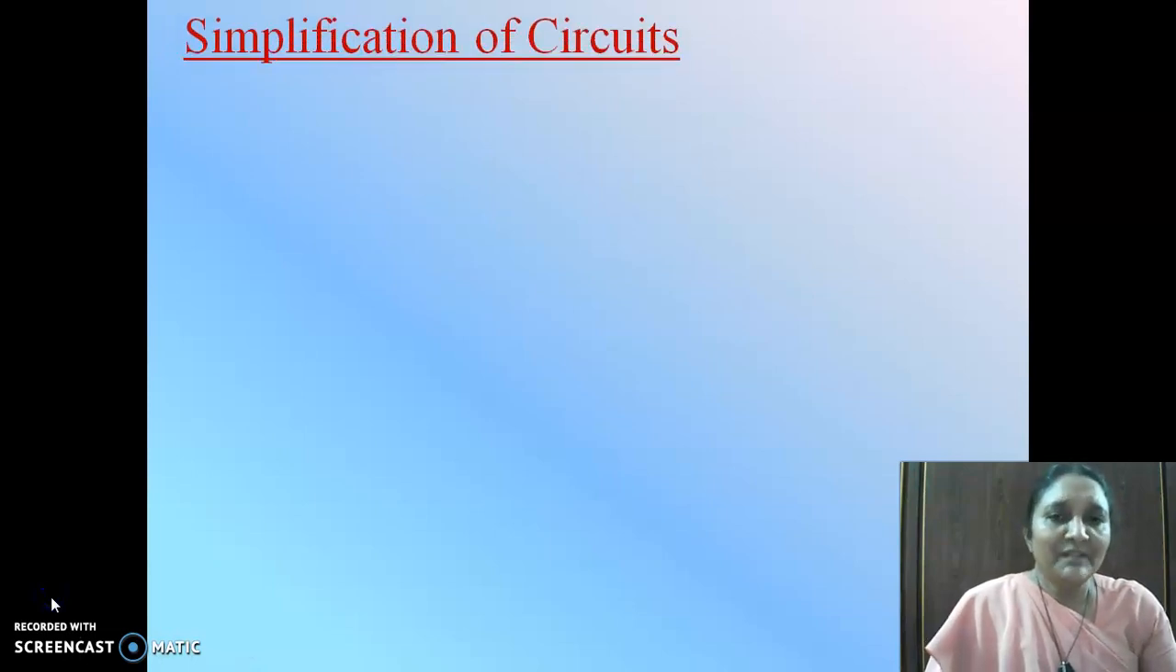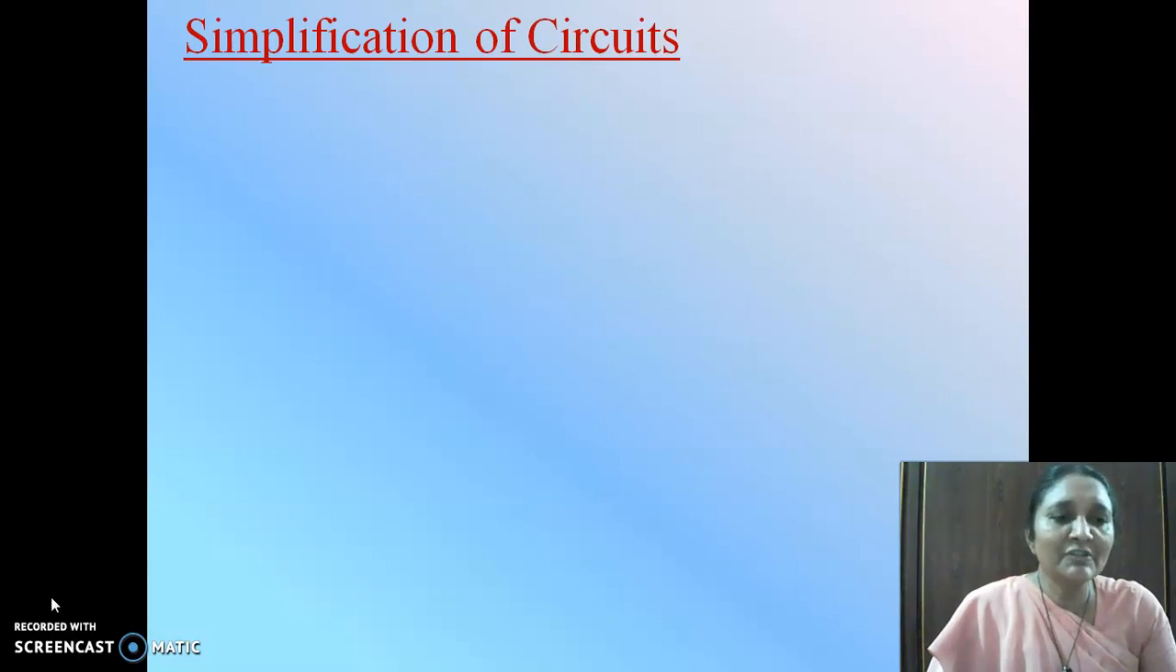Now, what do we mean by the simplification of the circuit? Simplification of circuit normally would mean the least complicated circuit with the minimum cost and best results.